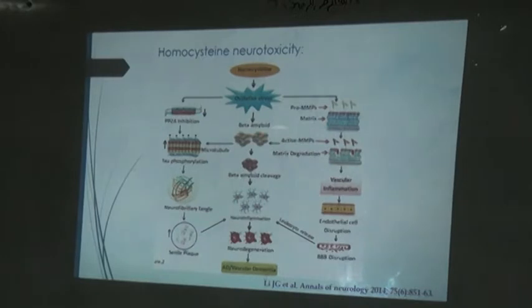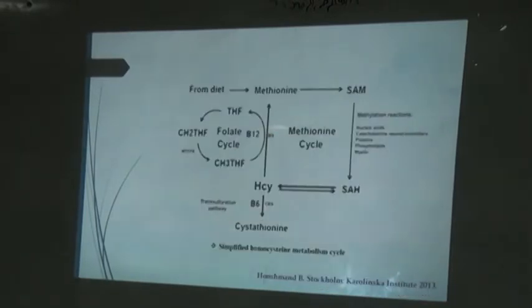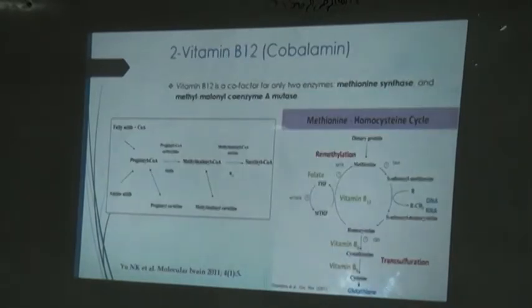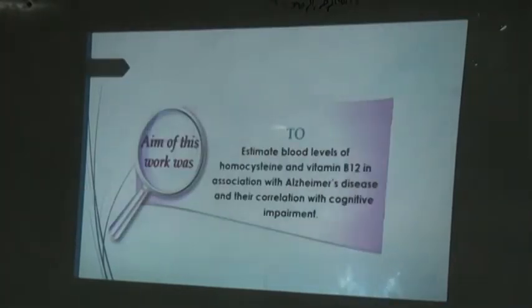Here's a summary. Homocysteine causes oxidative stress, inhibits protein phosphatase 2A, decreased dephosphorylation of hyperphosphorylated tau protein, and causes aberrant DNA methylation, inhibition of DNA methylation reactions, oxidative stress, mitochondrial dysfunction, NMDA receptor dysfunction. As we said, vitamin B12 is the cofactor for methionine synthase enzyme, so it's important. So basically, low vitamin B12, low B6, low folate would result in high homocysteine level. This is the main point of today.